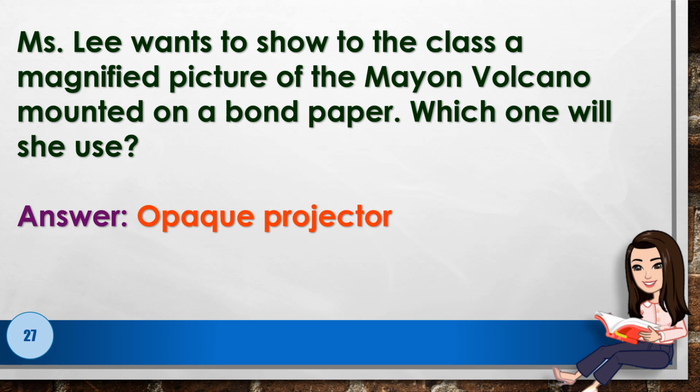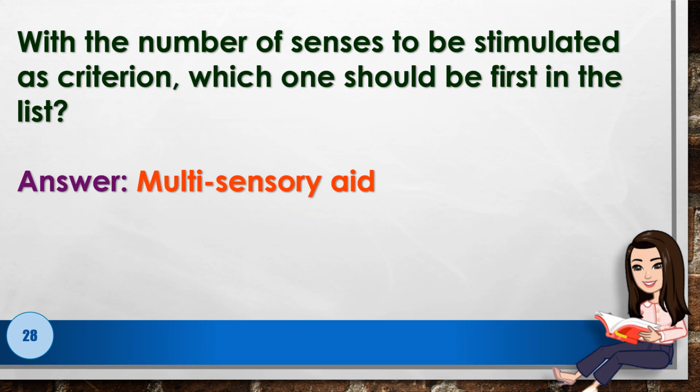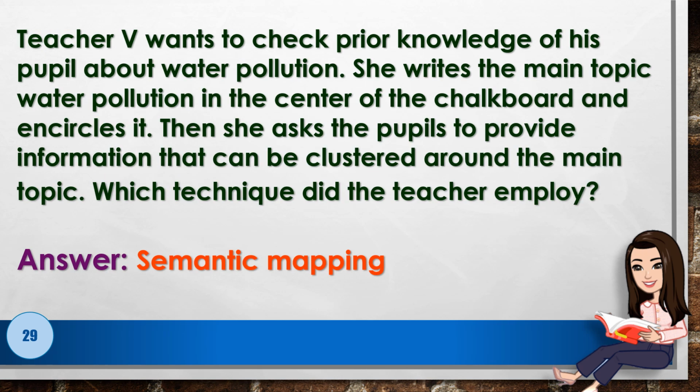Answer: opaque projector. 28. With the number of senses to be stimulated as criterion, which one should be first in the list? Answer: multisensory aid. 29. Teacher V wants to check prior knowledge of his pupil about water pollution. She writes the main topic, water pollution, in the center of the chalkboard and encircles it.